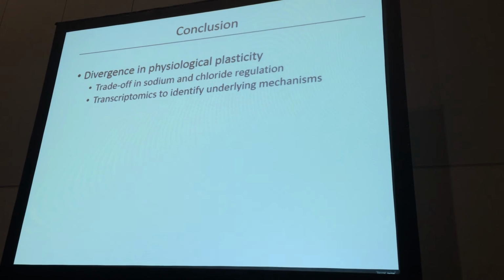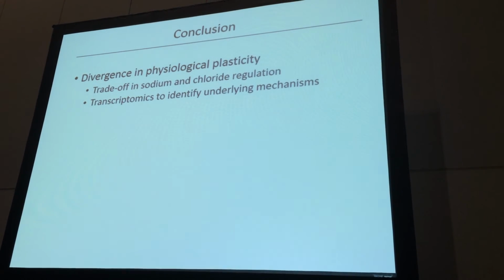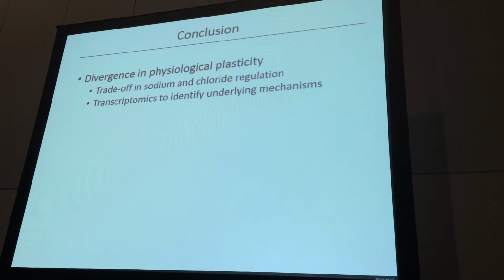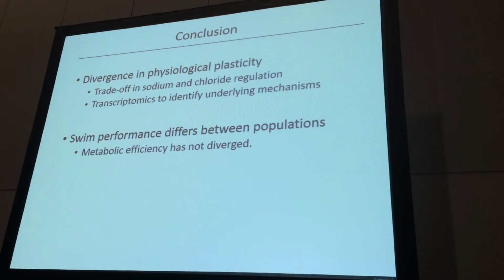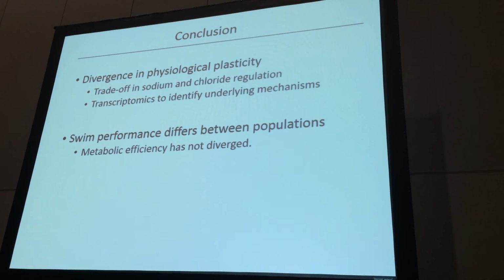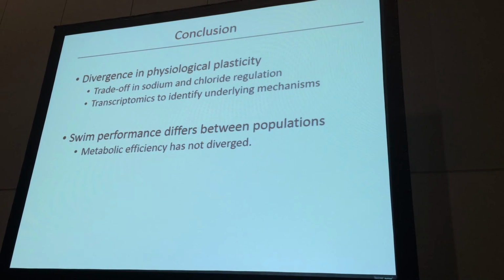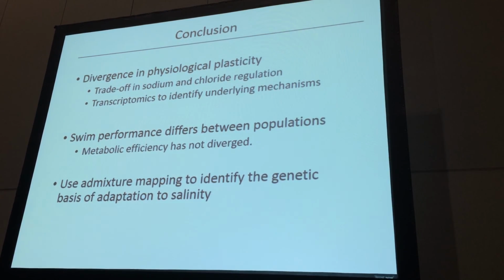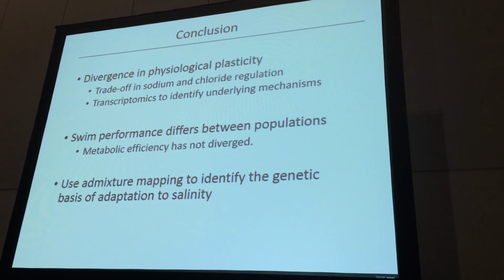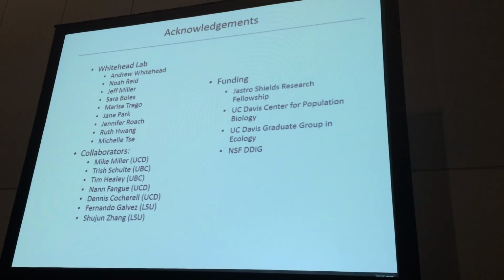So to conclude, we see some divergence in physiological plasticity, where we have a trade-off in sodium chloride regulation. We've identified some transcriptomic mechanisms that we think are underlying those processes. We also see swim performance differences between our populations. It's not explained by metabolic efficiency, but maybe underlain by some sort of anaerobic processes. And finally, there's the genetic part of the study that I just mentioned.